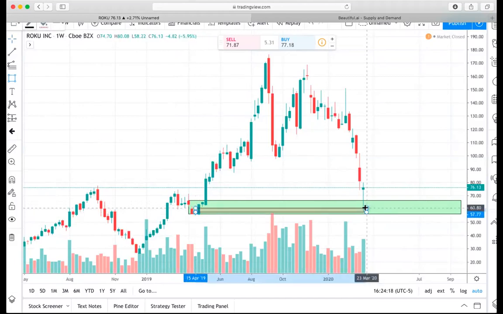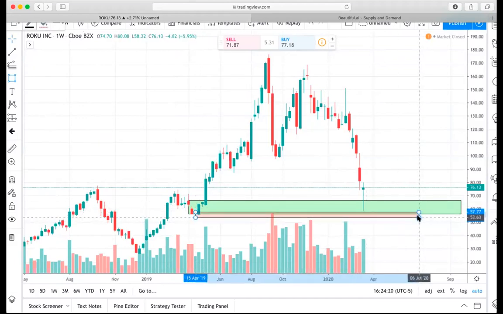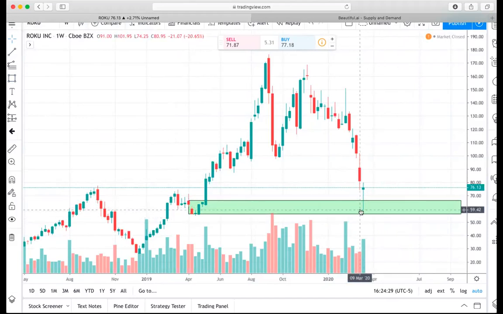So you can see it comes back, tests this zone, and that's where it reverses, right? So on the smaller time frame, a weekly, you see a tighter demand zone, so you don't have to enter up here, but you know you're in monthly and weekly demand, and that's where you get a reversal.